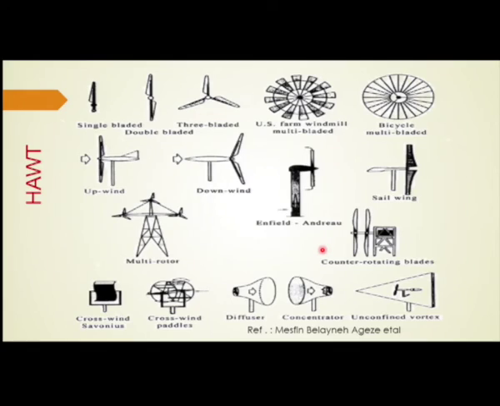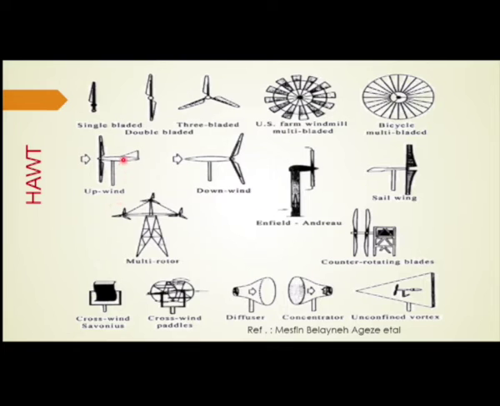These are the different types of horizontal axis wind turbines. If we see, the first one is single blade. This is the axis, with only a single blade. Then 2 blades, 3 blades, multi blades. This is the bicycle multi blade.